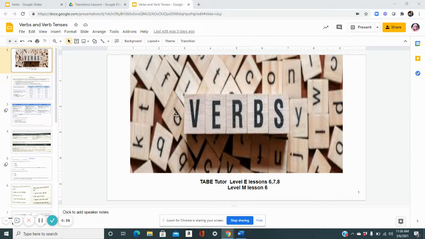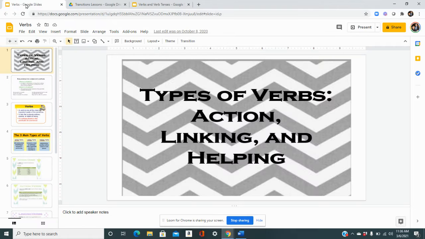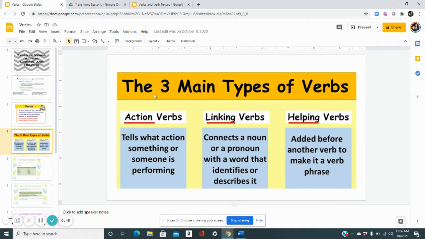Okay, so we're going to talk about verbs. Before we talk about the verbs that you have in your packet, I just want to go over some of the types of verbs that we have. So we have three main types of verbs. We have action verbs, linking verbs, and helping verbs.